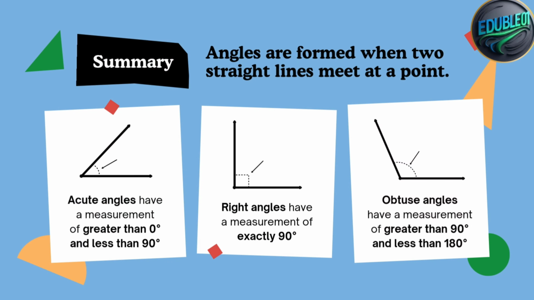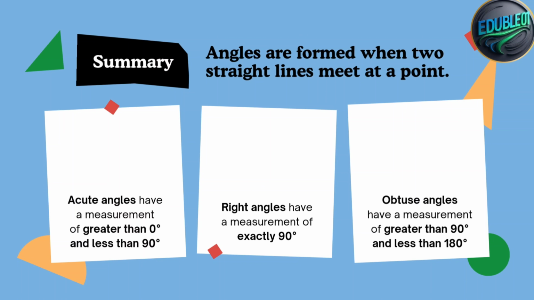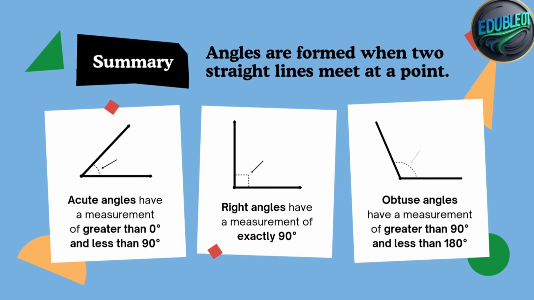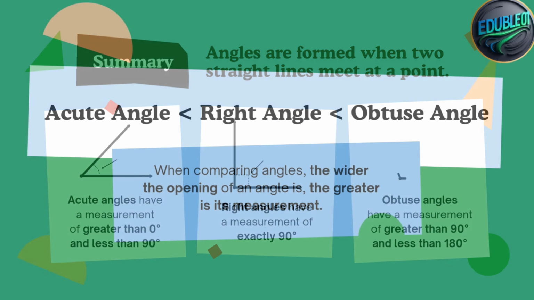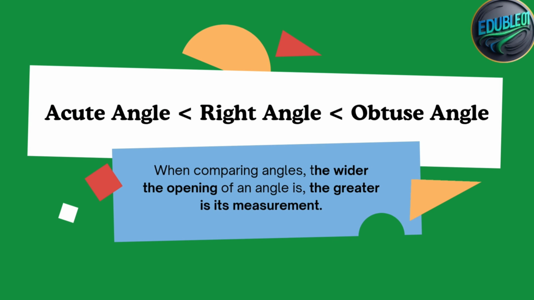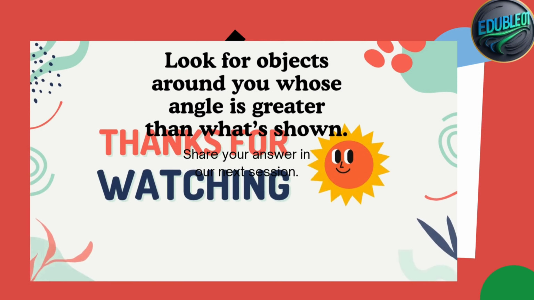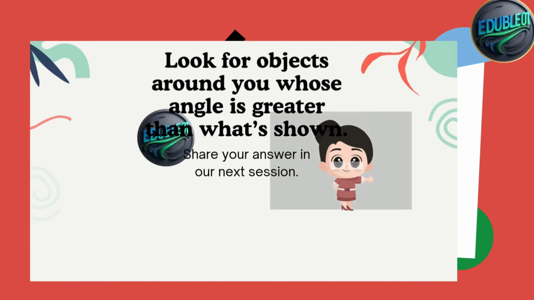Now, for summary, between an acute angle and an obtuse angle, there is a right angle whose measurement is exactly 90 degrees. Acute is less than 90, obtuse is greater than 90, right? So these are the three types of angle that we have seen. When comparing angles, the wider the opening of an angle is, the greater its measurement. So now we are done with the concept of angles.